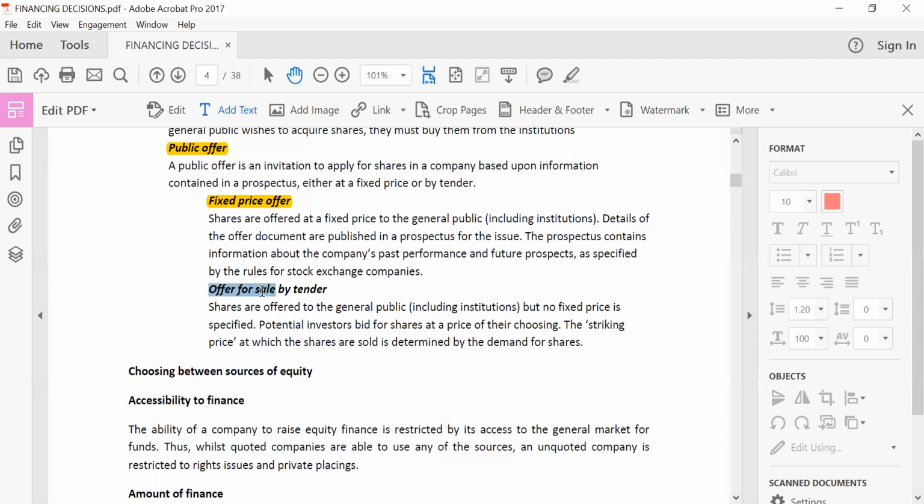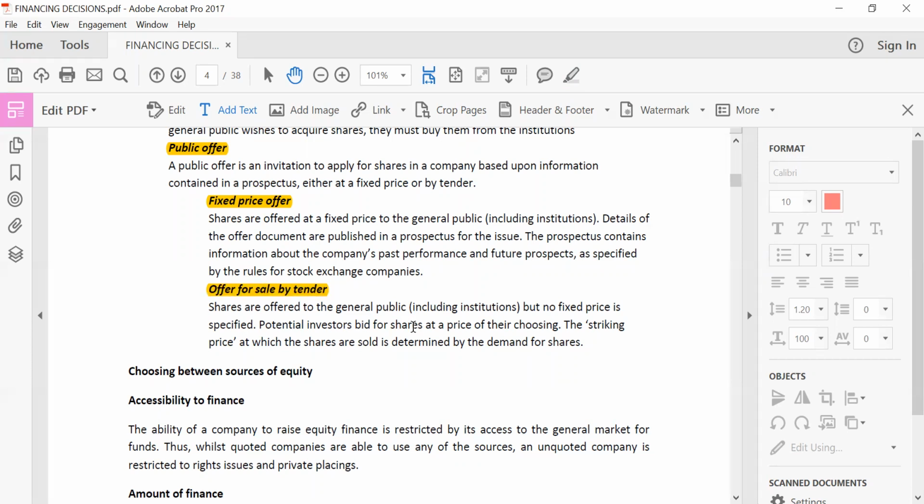Offer for sale by tender. Just like tendering for an engagement, you can also tender to purchase the shares. Shares are offered to the general public, including institutions, but not at a fixed price, right? So the issue is offered to the public, but not at a fixed price. That means it can change. Potential investors bid for shares at a price of their choosing.